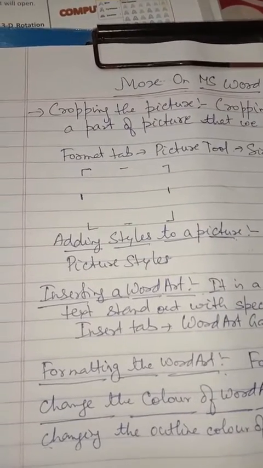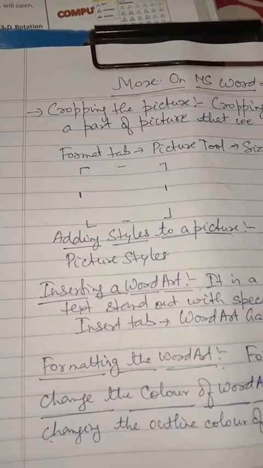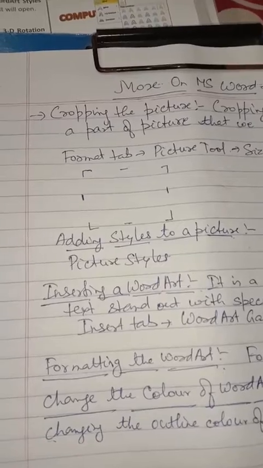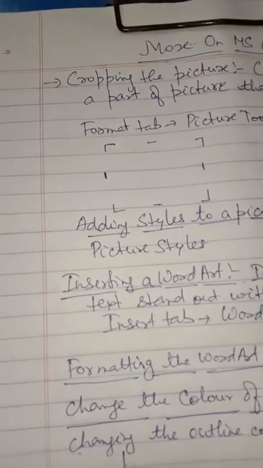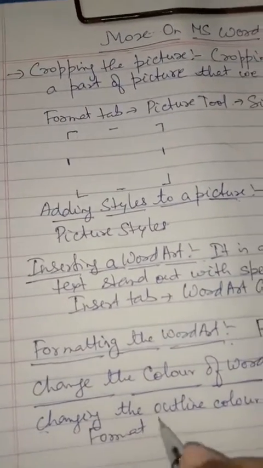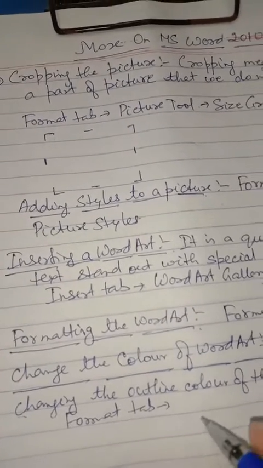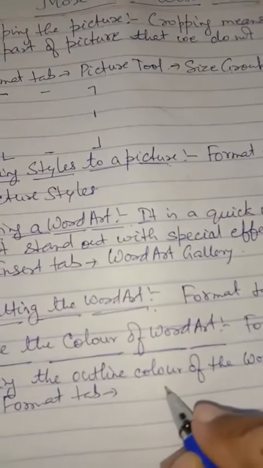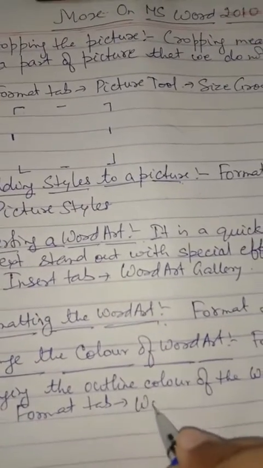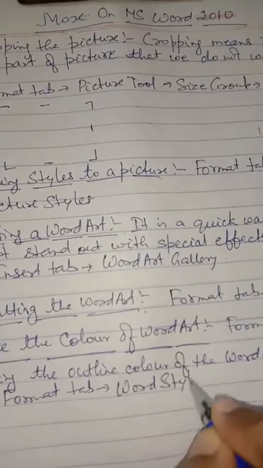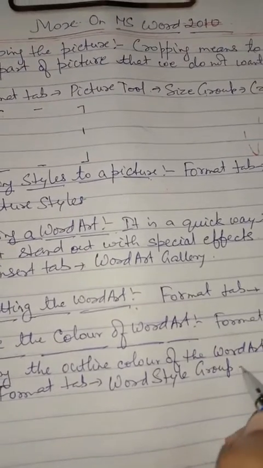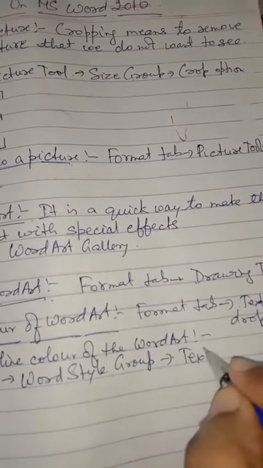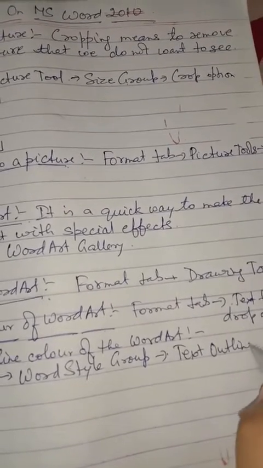First of all, select the word art. Click on the word art word, and that word art will be selected. Now move to the format tab. From the format tab, move to the word style group, and from the word style group move to the text outline.